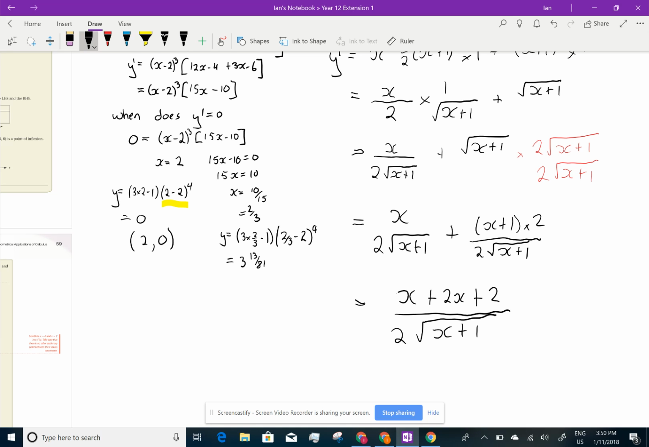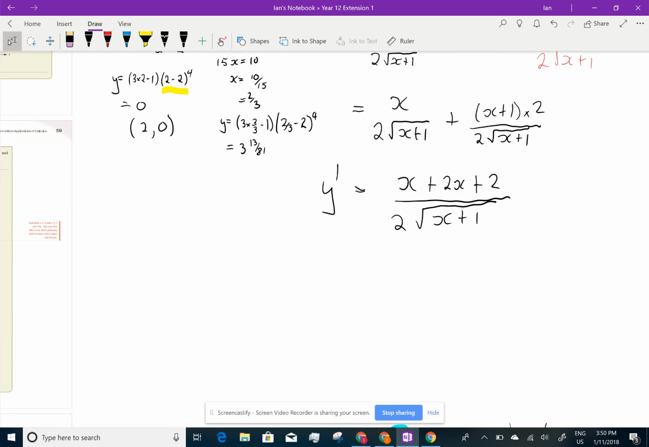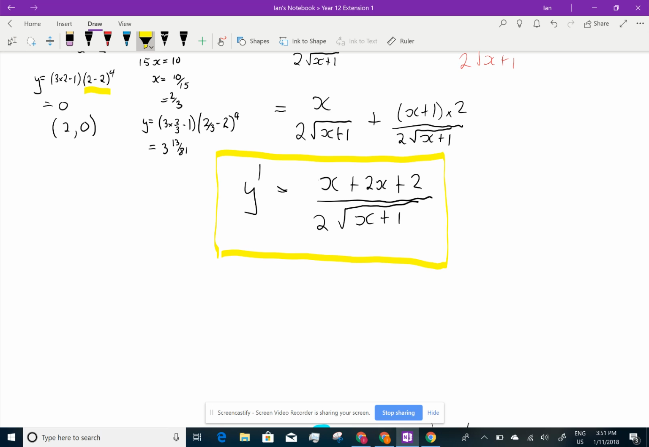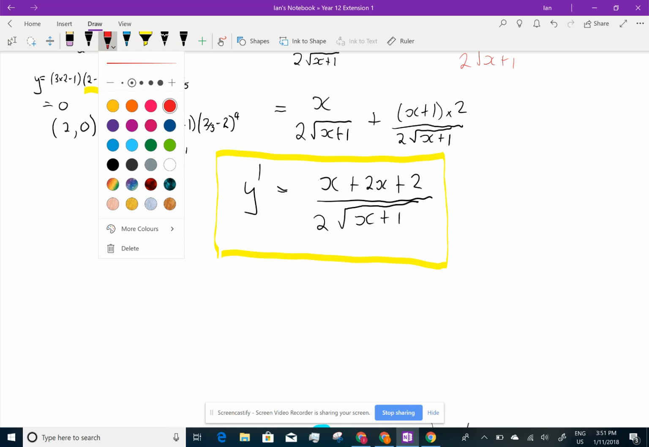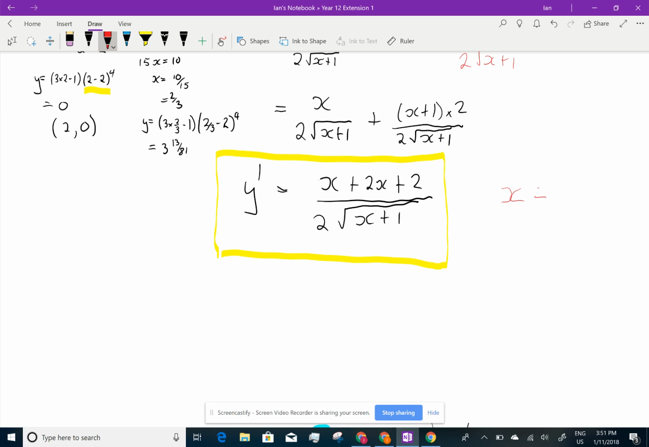Now, there are some important things you've got to know here. And by the way, this is a gradient. This whole thing can only equal 0 when the numerator equals 0. So I'm going to do the top in a minute. I'm going to simplify it as well. But you need to look at the bottom first. X cannot equal negative 1, because then I'll divide by 0.